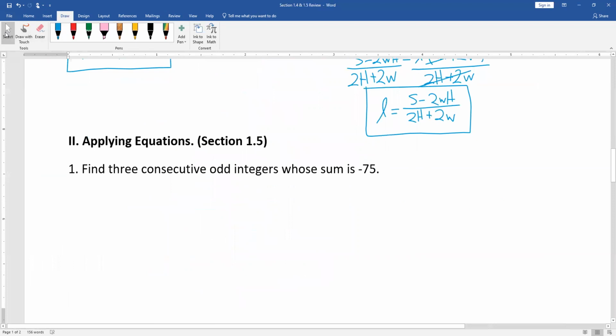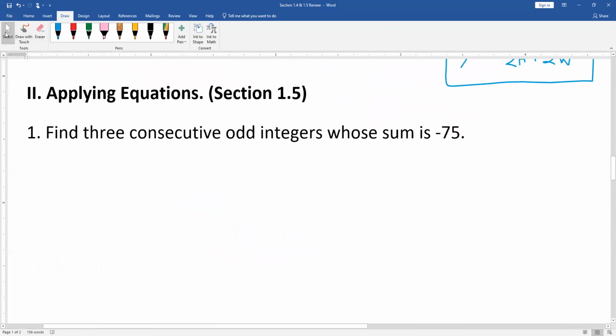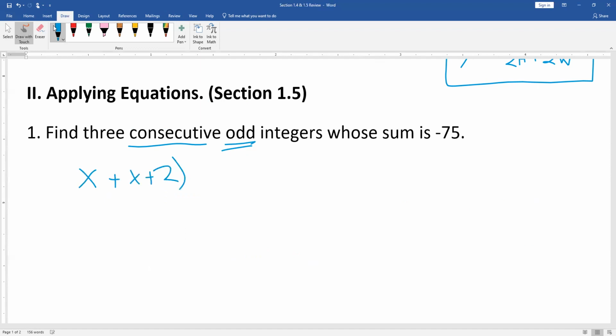Okay. So again, we saw something like this in our homework that we worked through yesterday. Find 3 consecutive odd integers whose sum is -75. So again, you have to remember consecutive means it's right after the other, but we are also dealing with odd numbers. So if X is an odd number, then the next consecutive odd number is X plus 2. And then the one after that is going to be X plus 4.